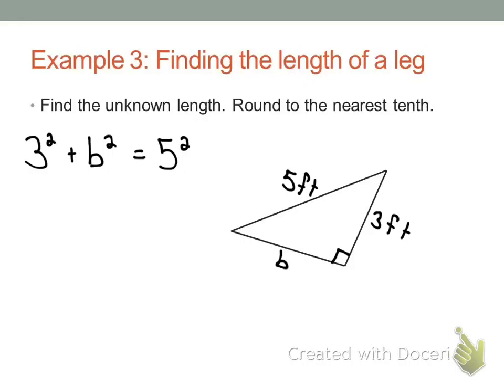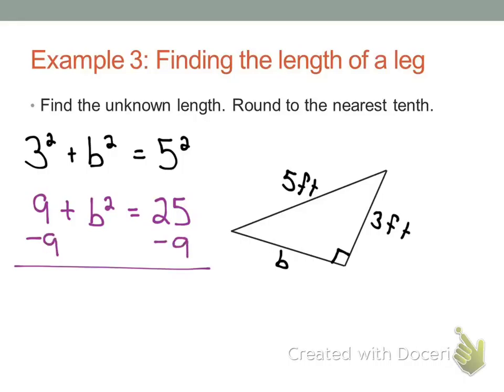So now I still need to evaluate my exponent. So what is 3 squared? 9. Plus B squared equals what? 25. All right, now it's the process of how do I get B by itself? What is the first thing I need to do to get B by itself? Subtract 9 on both sides. Do you agree? Yes. Subtract 9 from both sides.